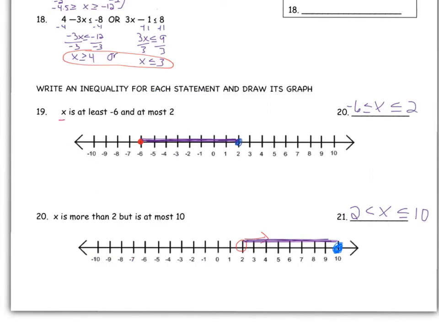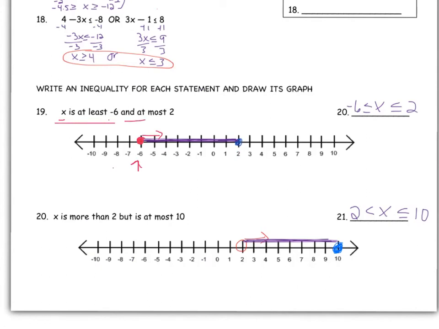When I was helping people, I suggested you just do one thing at a time. X is at least -6, so I know I'm dealing with -6. If you don't know which way the arrow should go, choose a number. Is -8 at least -6? No. So I know that it needed to go this way. Is -6 at least -6? Yes. So it is going to be a closed circle. So I have that part of it.